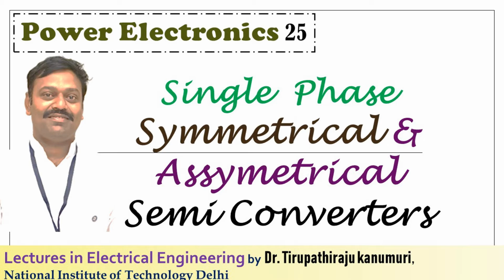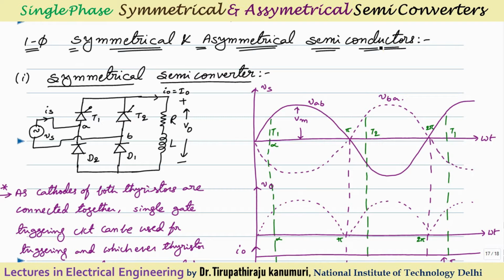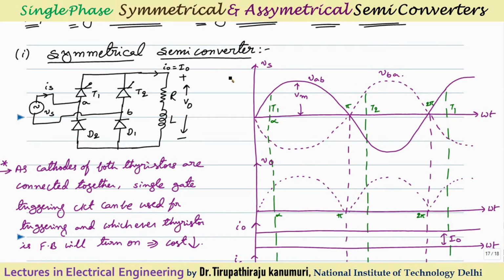Hi all, today we are going to discuss single phase symmetrical and asymmetrical semiconverters. So let us see what these are. In the last class we saw the semiconverter consisting of 2 thyristors and 3 diodes, which is used in practice for all industrial purposes.